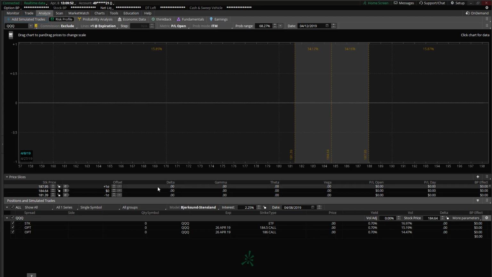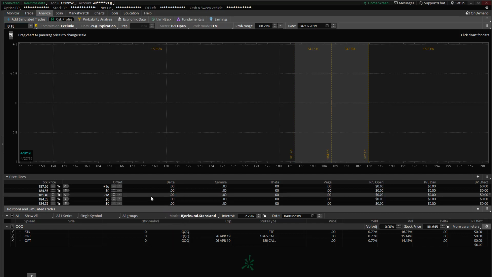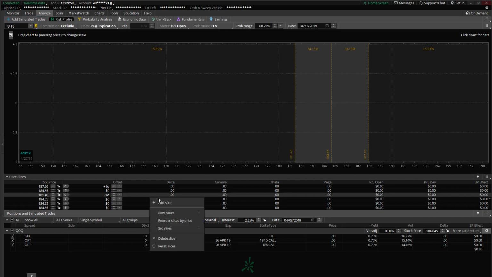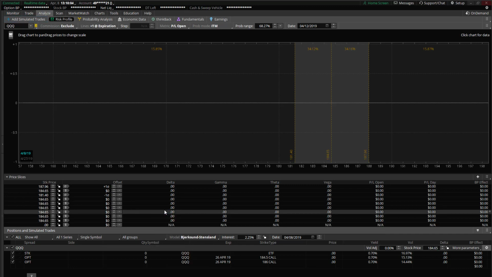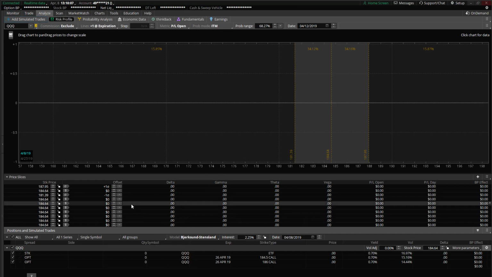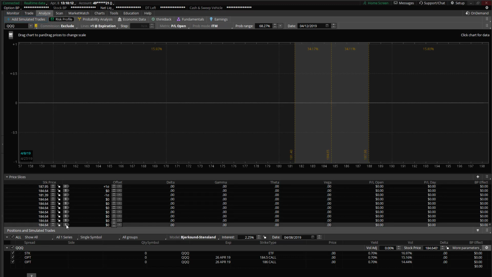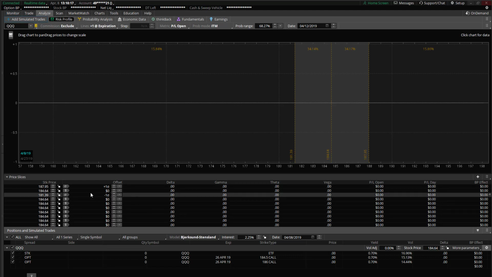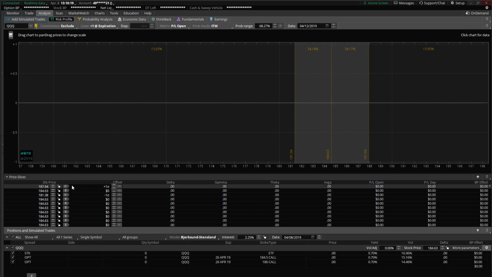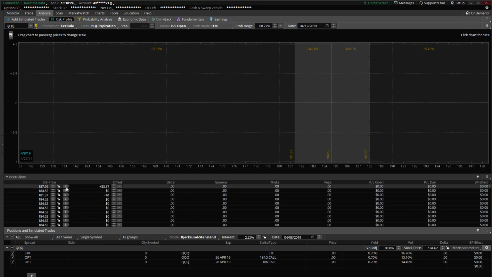So we can add and remove slices just by right-clicking anywhere in this area and going to Add Slice. They default at 0. But we can add as many as we want and we can apply them to the chart. This little tab inside of the price slices lets you know what it is that it's calculating. This one is set at deviations. And this one is set at money.